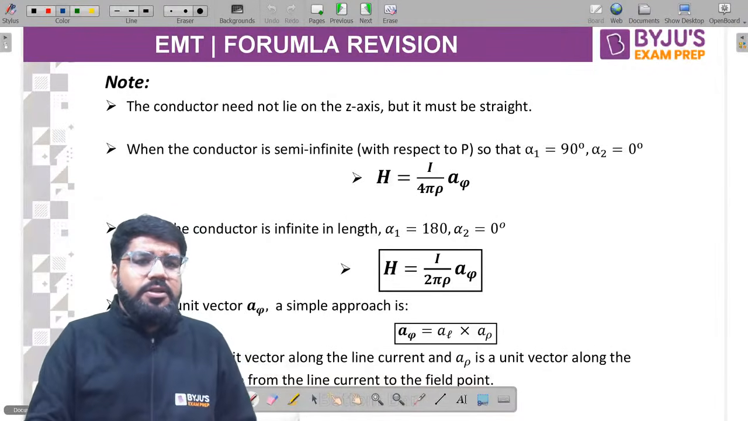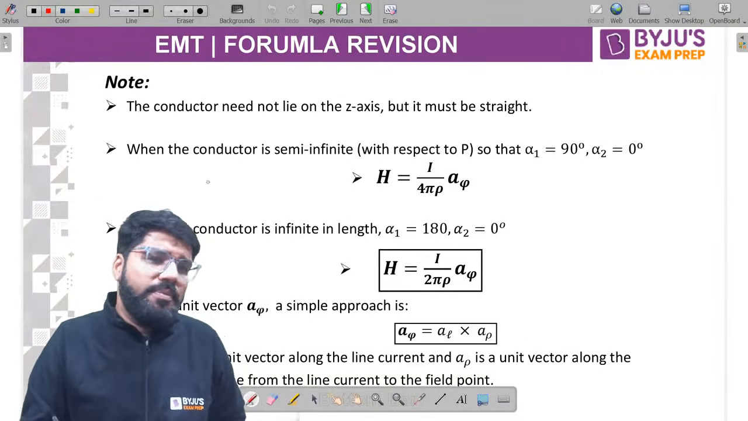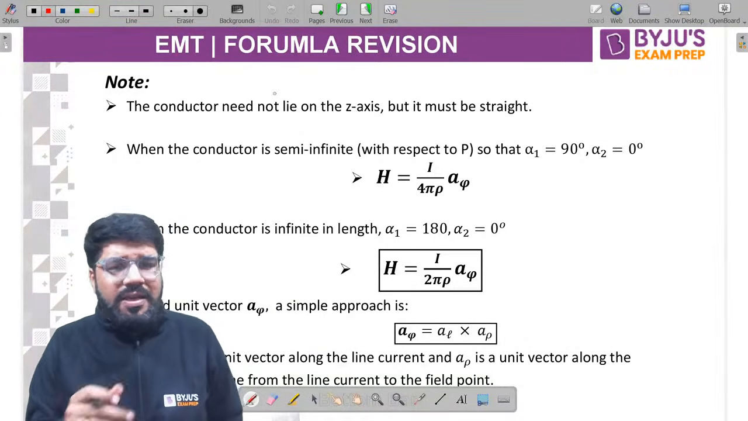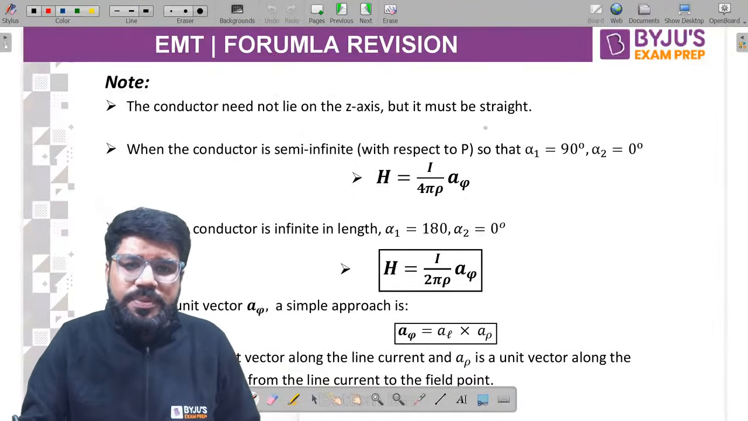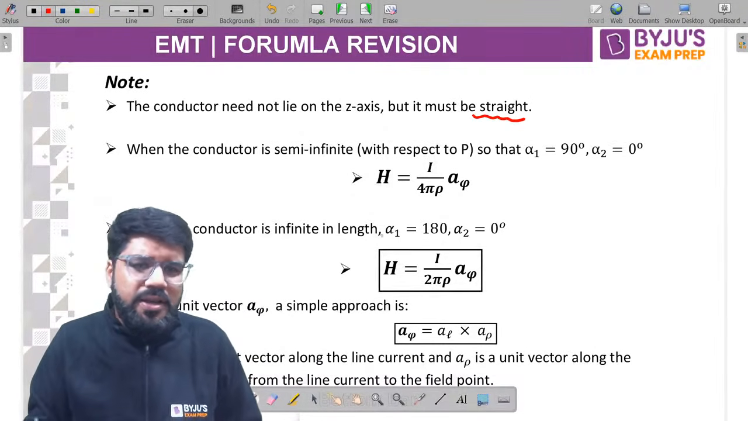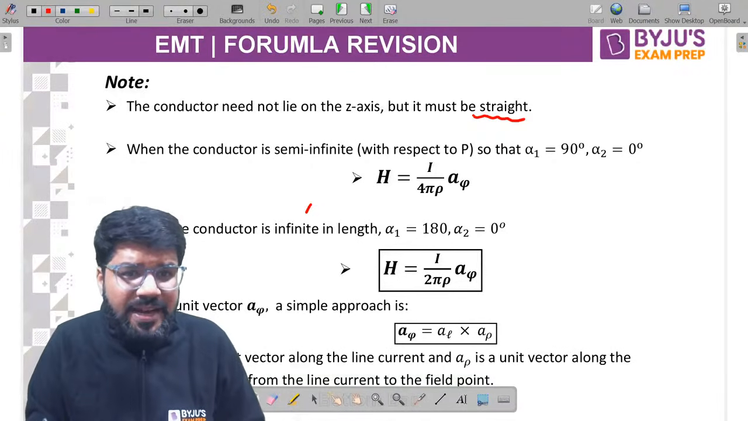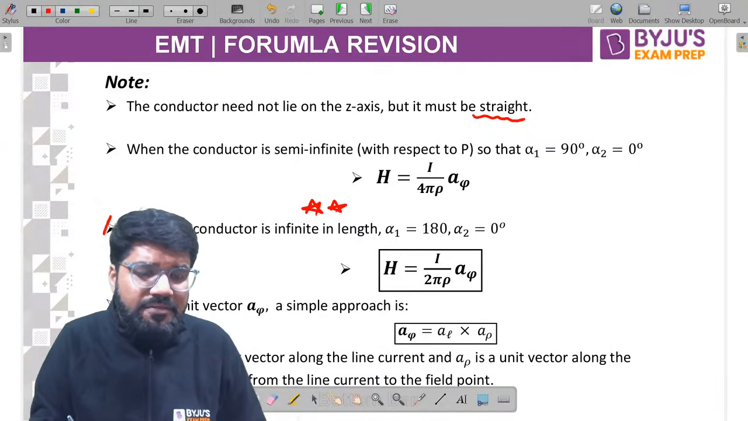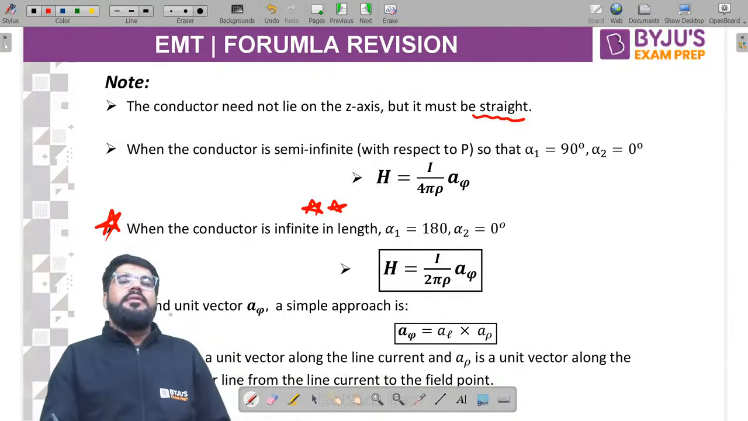Right, so these are some important points. This formula is applicable for any conductor. Not necessarily on the z axis, but it should be straight. We have talked about the straight conductor. Semi-infinite is not that important, but infinite in length is important. When the conductor is infinite in length, this formula is very, very important for you.